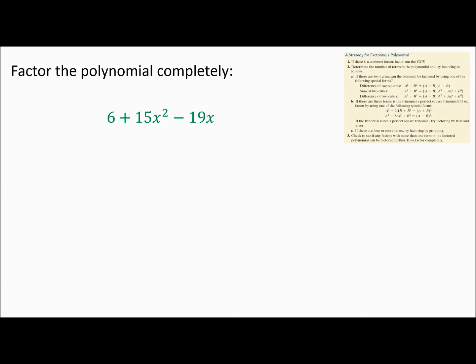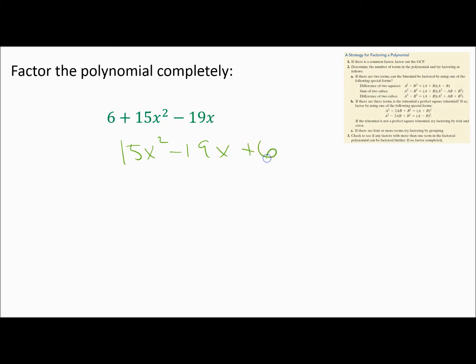Okay, folks, here's another one. Is there a greatest common factor? 6, 15, 19. Is there anything in common to all three of those? Nope. They also don't have a variable in common, so strategy 1, the greatest common factor, is done. Strategy 2, we jump straight to B because there are 3 terms. Now, if we have 3 terms, we really need those written in order.